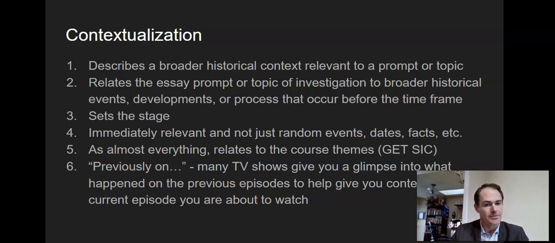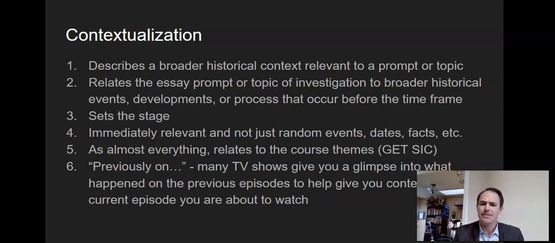Okay, now we're getting deeper into what it means. Broader historical events, developments, or processes that occur before the time frame. So we step back and we widen our lens and we want to see what influenced whatever it is we're writing about or studying. For those of you who like the theater, we're setting the stage. Actors don't go out normally onto an empty stage. There are props and there are items out there that help tell the story of the action.